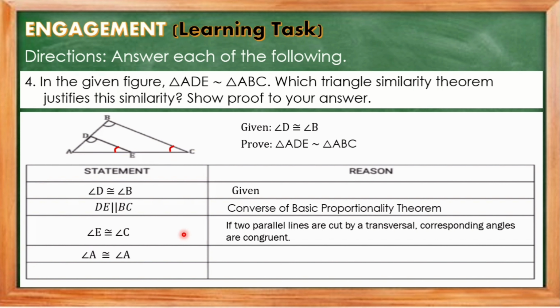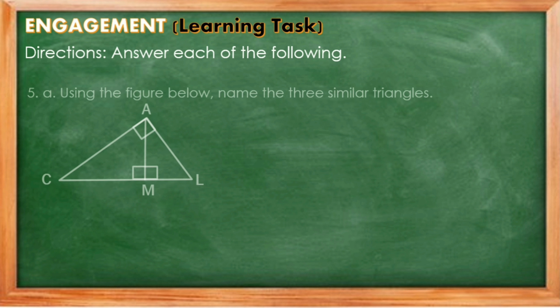Okay, so next we have angle A is congruent to angle A. So, itong angle A, para dito sa maliit na triangle, is congruent to angle A also dito naman sa malaking triangle. So, anong property nga ulit kapag congruent siya sa sarili niya? Okay, so, reflexive property. Tandaan niyo yan. Okay, now, we can conclude that triangle ADE is similar to triangle ABC by AAA similarity theorem. Because we have here angle, angle, angle. Okay, next, number 5.